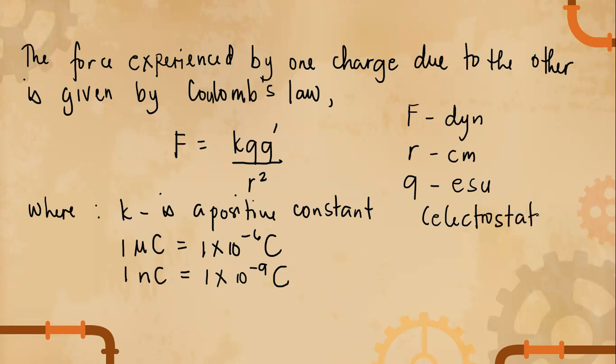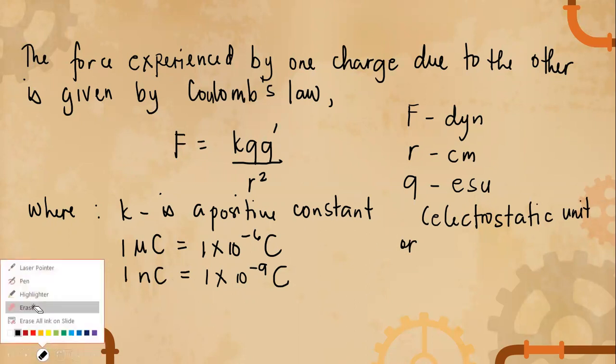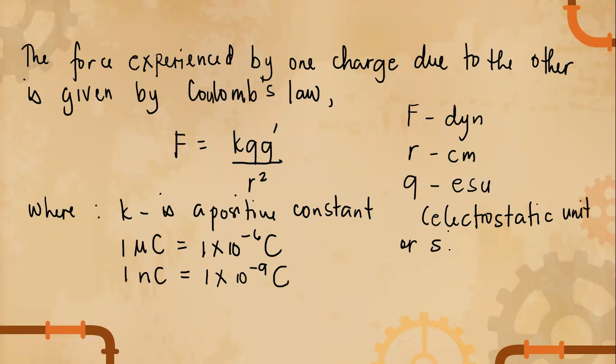Electrostatic unit, or also known as the stat coulomb. And the conversion to coulombs, we have 1 coulomb is equal to 3 times 10 to the 9 ECU.